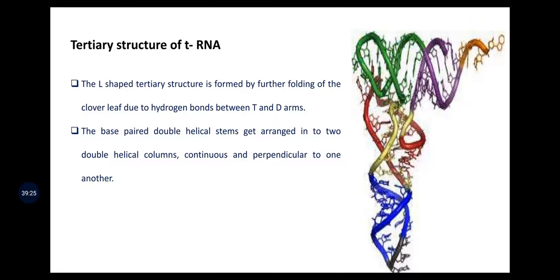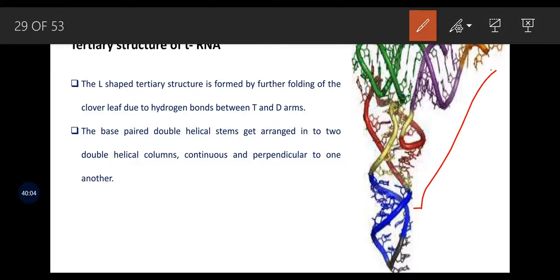So we talked about the primary structure, then the secondary structure, that is the cloverleaf structure given by Holley. Now we shall discuss the tertiary structure of tRNA. This is L-shaped. The secondary structure has the cloverleaf model, and the tertiary structure is L-shaped. It is formed by further folding of the cloverleaf due to hydrogen bonds between T and D arms. The base paired double helical stems get arranged into two double helical columns, continuous and perpendicular to one another. Here you can see these are perpendicular to one another.